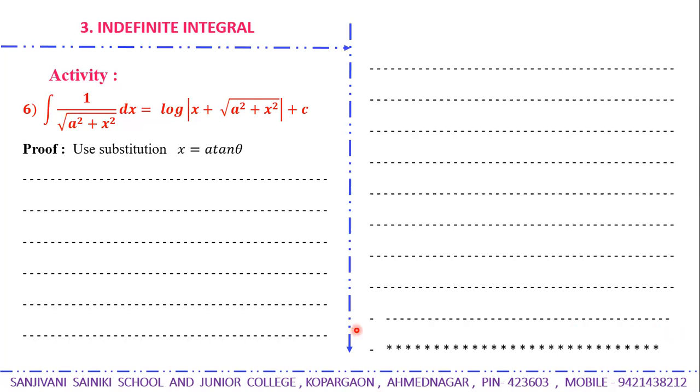Now this is the activity. This is an activity for you. You have to prove integration of 1 upon root a square plus x square dx is log of modulus of x plus root x square plus a square plus c. And I am giving the substitution also, x is equal to a tan theta. Okay, just go ahead and write the proof of this. It is simple, no problem at all. You will not face any problem. You will be able to solve this, as this is an activity. Okay, you do it on your own.